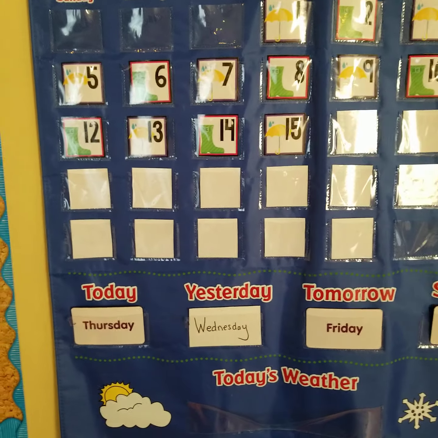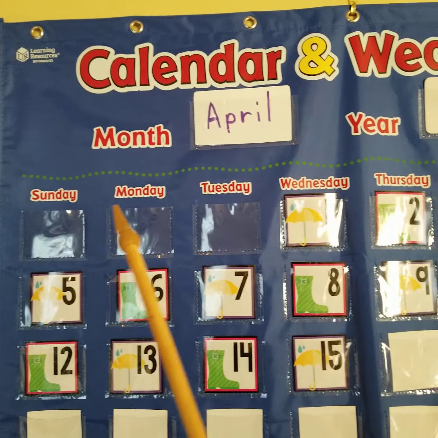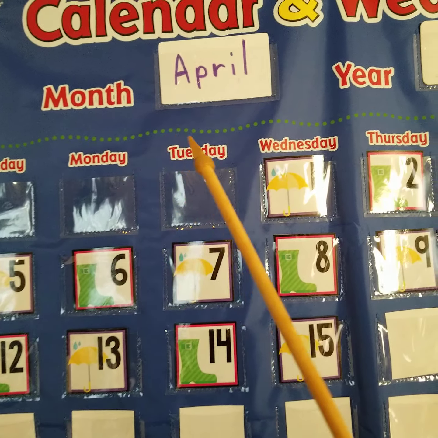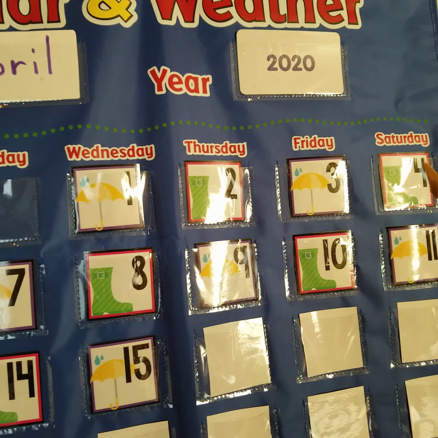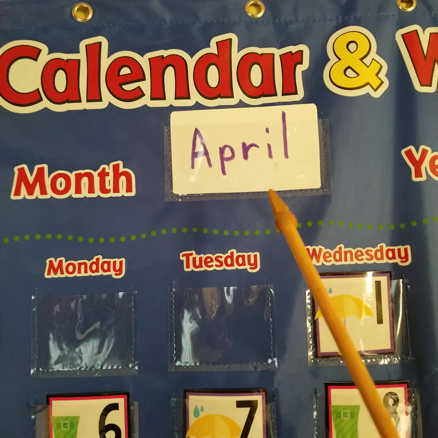Great job, boys and girls. We're going to continue on. We know that we have 7 days of the week: Sunday, Monday, Tuesday, Wednesday, Thursday, Friday, Saturday. And let's move on up to our month. We are in the month of April.